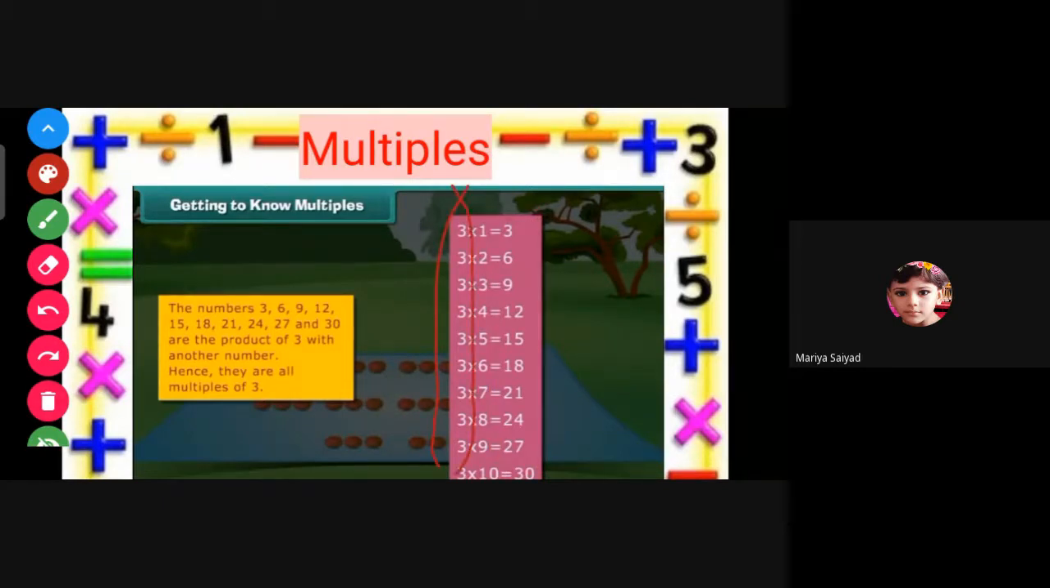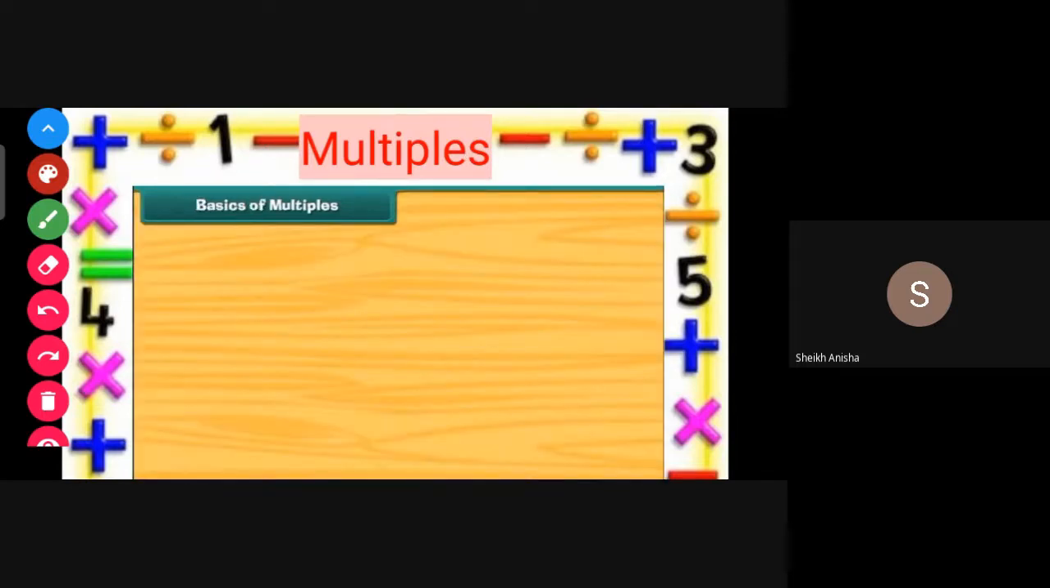So understood this one? Yes, ma'am. Then the next proper definition is given. When you multiply the original number with other numbers, like if you see the table of 5, everywhere 5 is common. And when you multiply 5 with 1 or 2 or 3 or 4 or 5, you will get some result, a product, which are multiples of 5.